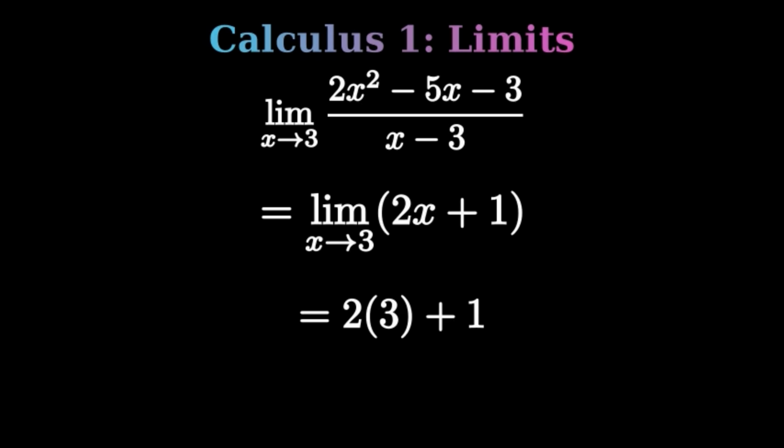So let's go ahead and answer this question. The limit as x approaches 3 of 2x squared minus 5x minus 3 over x minus 3 is 7.